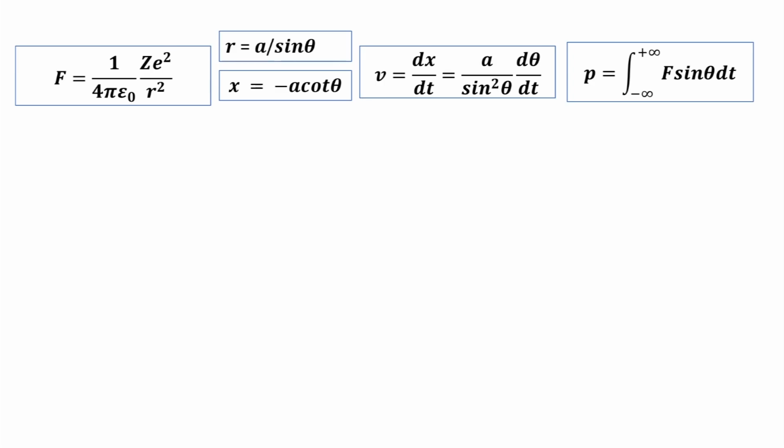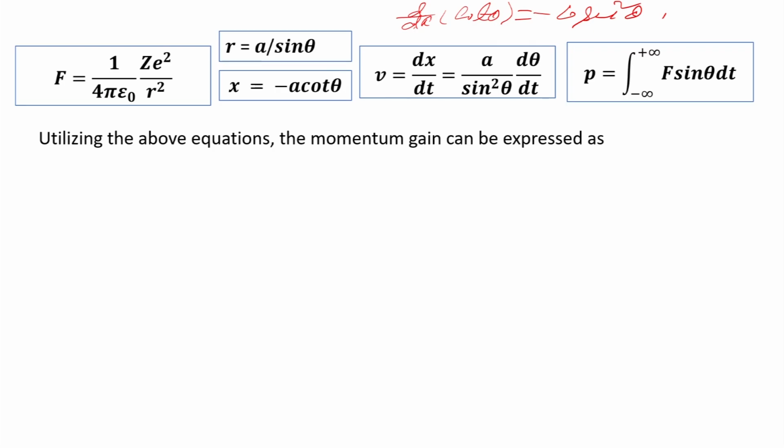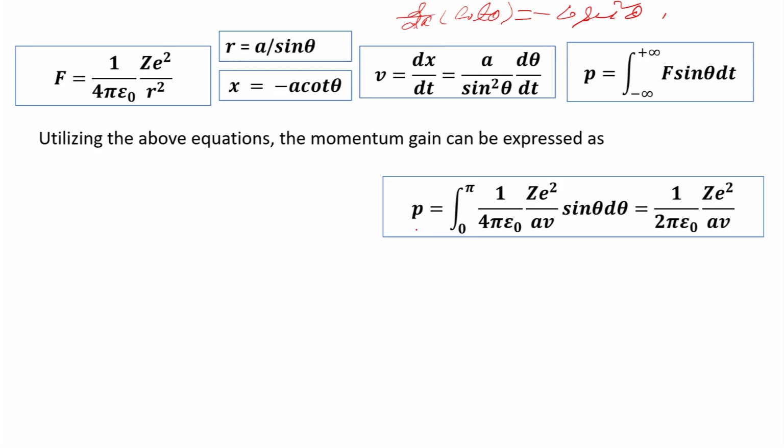The differentiation of cot theta, d by d theta of cot theta, is minus cosec squared theta. So, I can write it like that, and then p is given by this. Now, if you substitute these equations, you can remove the term r using all these expressions. Utilizing all these equations, the momentum gained by the atomic electron you can write in this way.